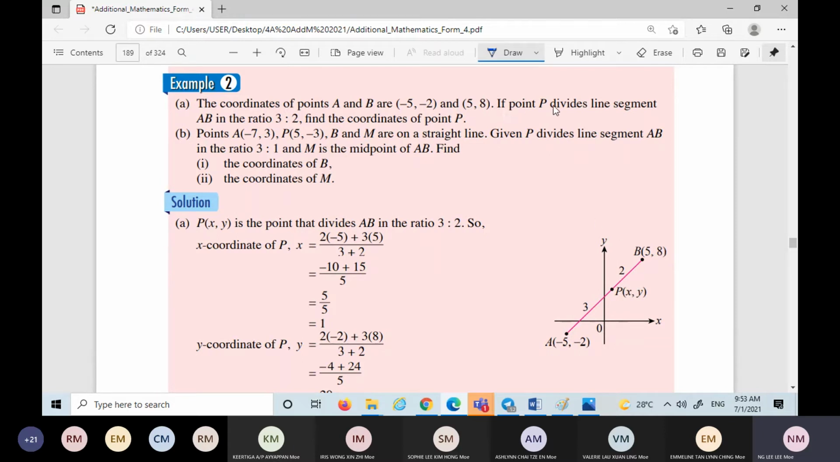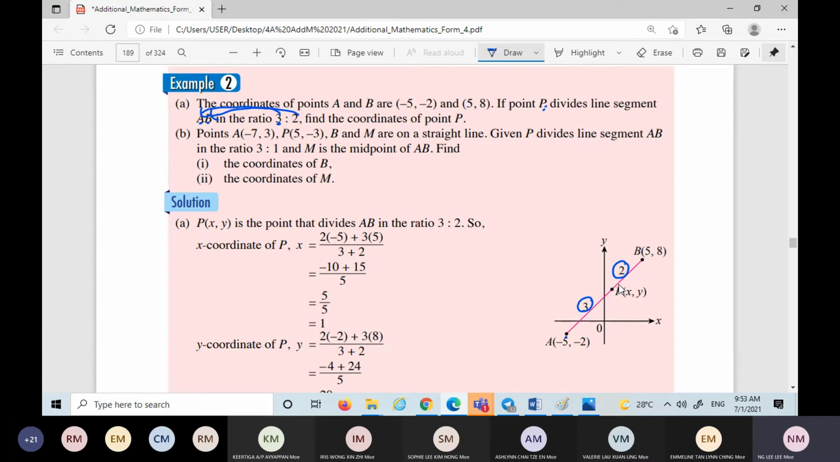If a point P divides the line segment AB in the ratio 3:2, you see, P divides line segment AB, so it means AP is 3 portions, and then BP is 2 portions. AP is 3 portions, as I say, you better circle it. And then PB is 2 portions.